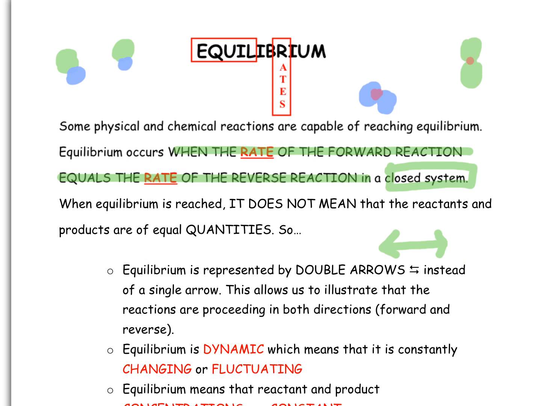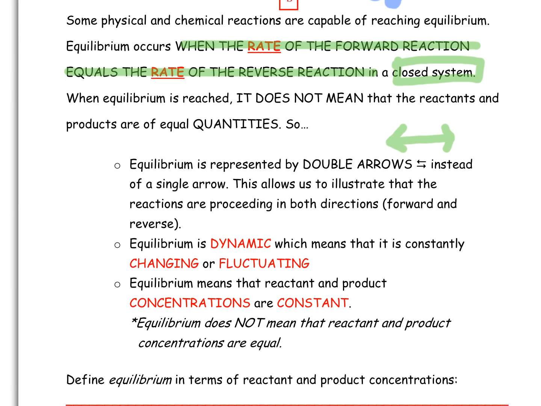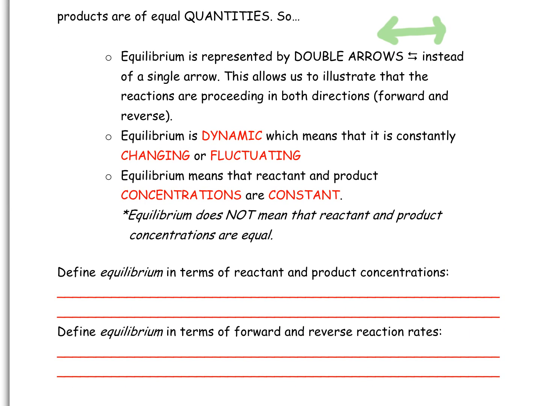Equilibrium is dynamic, which means it is constantly changing or fluctuating. Specifically, equilibrium means that my reactants and my products have constant concentrations. So it is equal rate, constant concentration. Those are the two concepts that are crucial for understanding this. Equal rate, so equal speeds of forward and reverse, constant concentration. That does not say equal concentration.